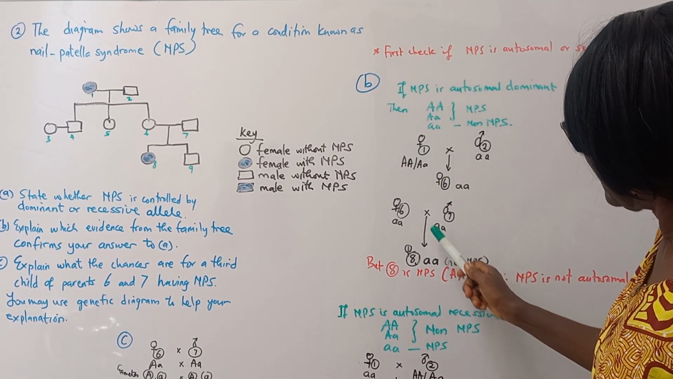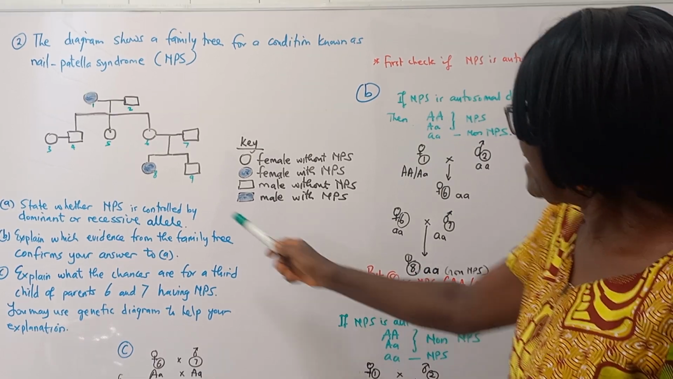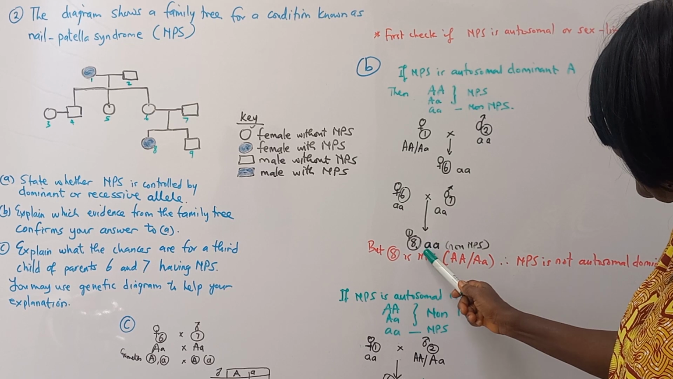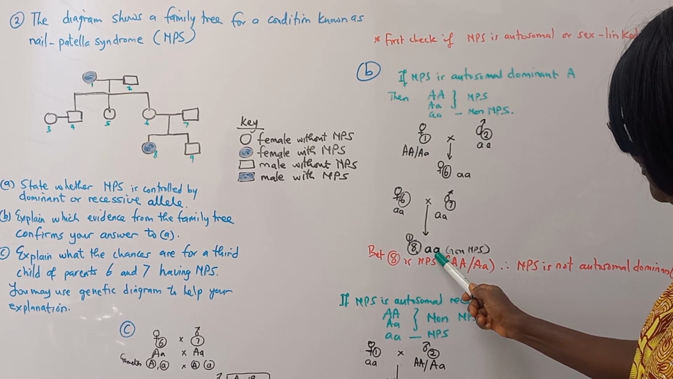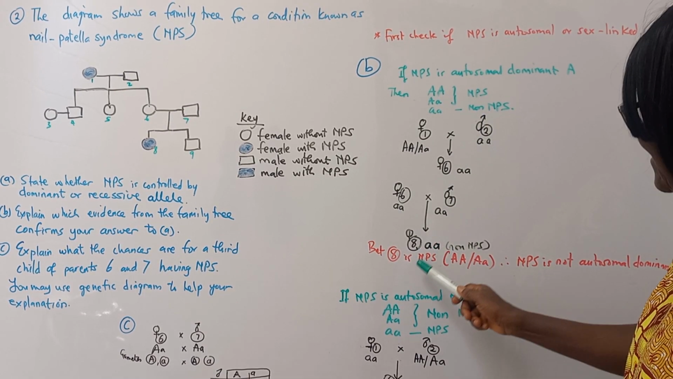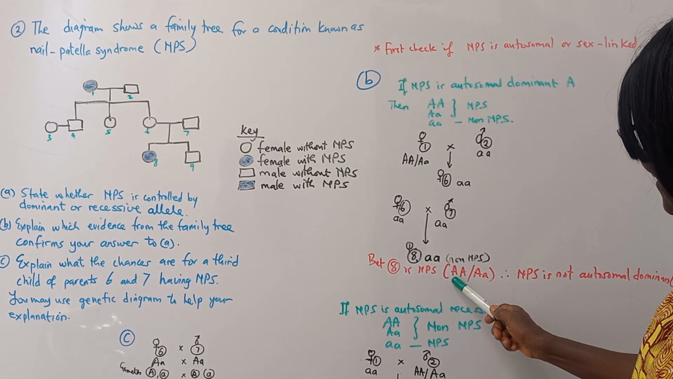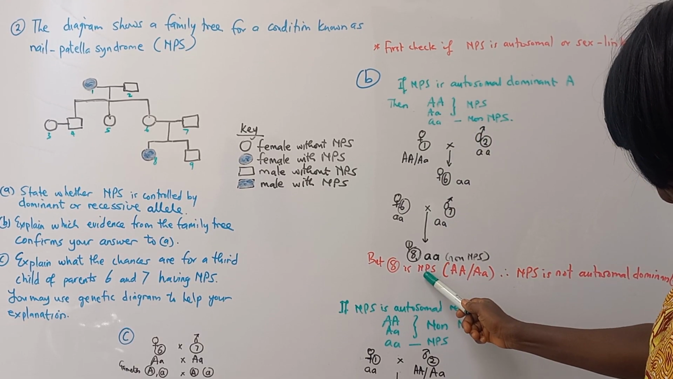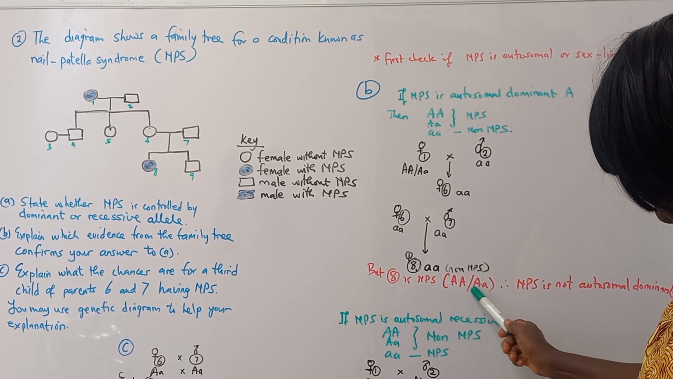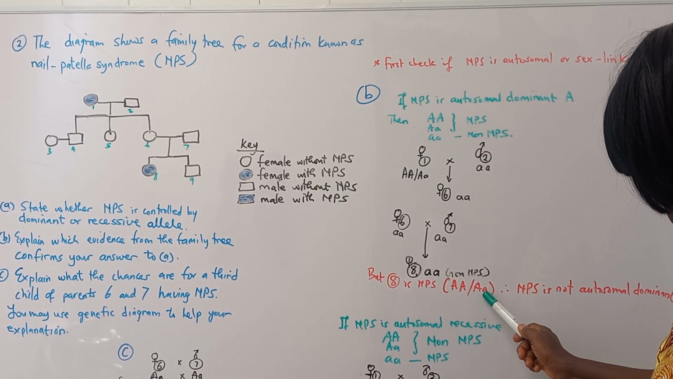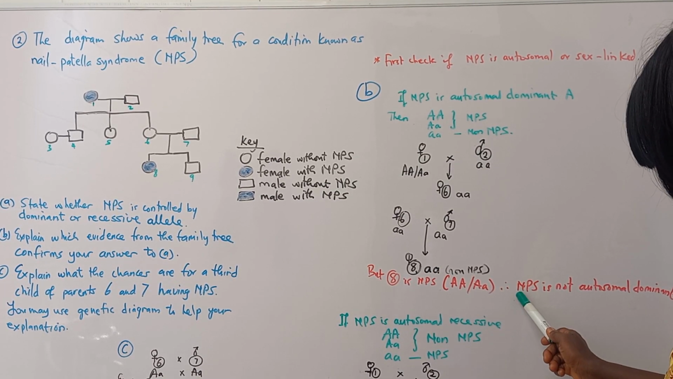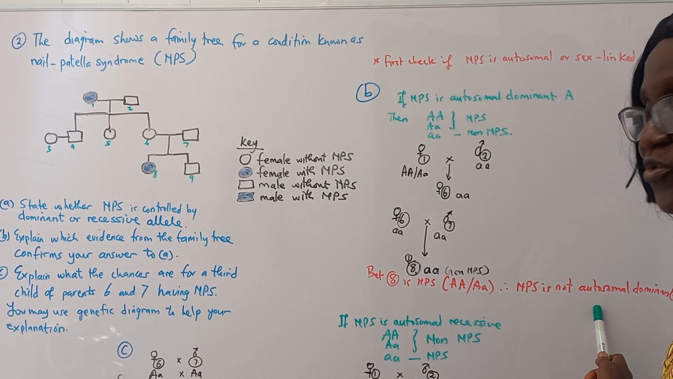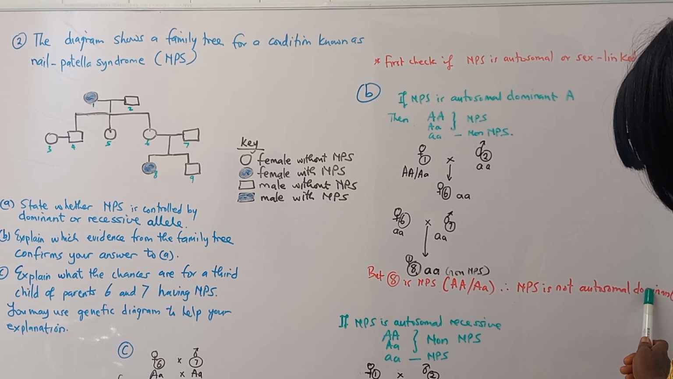That's a non-NPS. And they produce child 8. Child 8 is NPS. But look at the individuals, they are like this. They produce child 8, and child 8 should be non-NPS. But child 8 is NPS, which is either this or this. If NPS is a dominant allele, then child 8 should be this, big A or big A, small a, and not this. Therefore, NPS is not a dominant gene. It's not an autosomal dominant allele or gene.